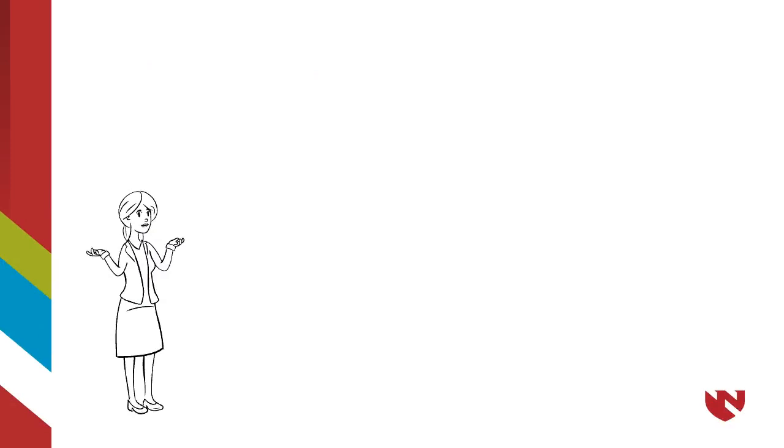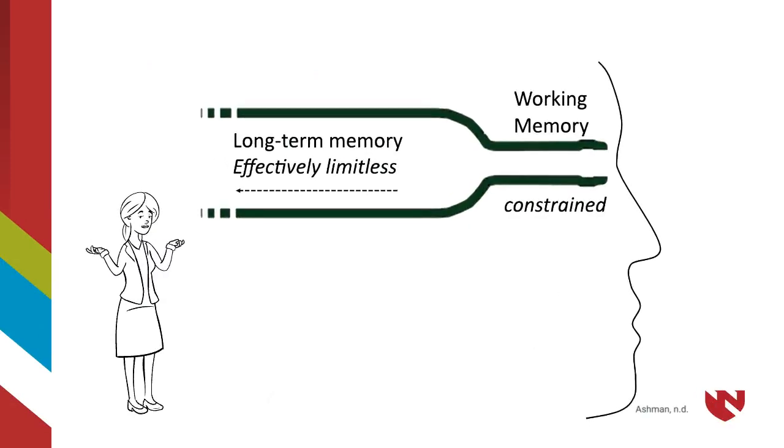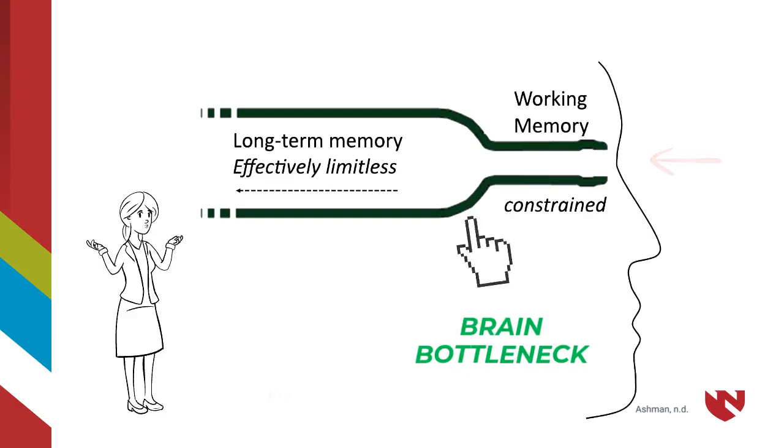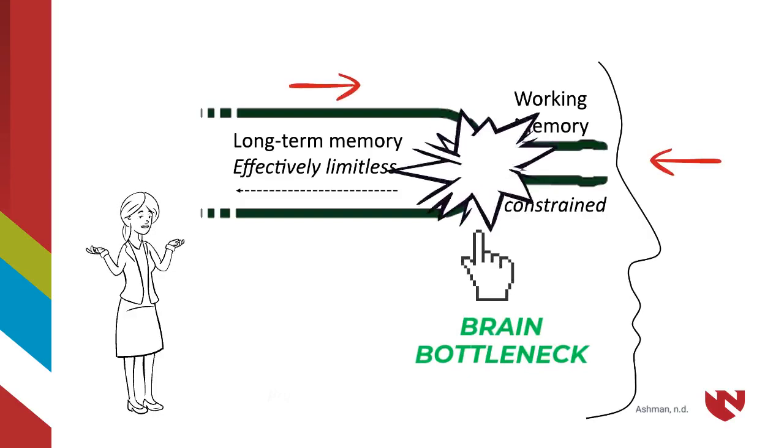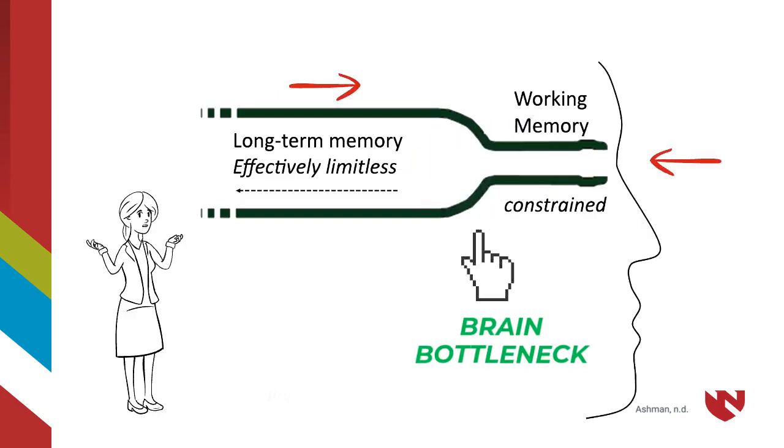The holding capacity difference between the two types of memory can be a problem if we try to deal with too many different pieces of information at once. That information bottlenecks in our brains. This happens both ways, learning new information as well as retrieving information from long-term memory. You can see why we can easily get overloaded.